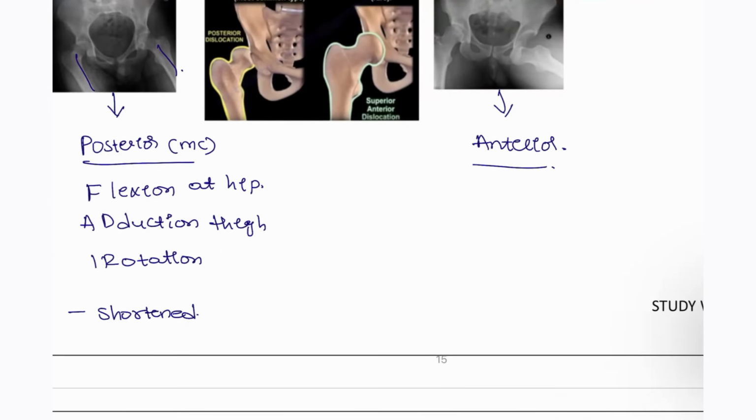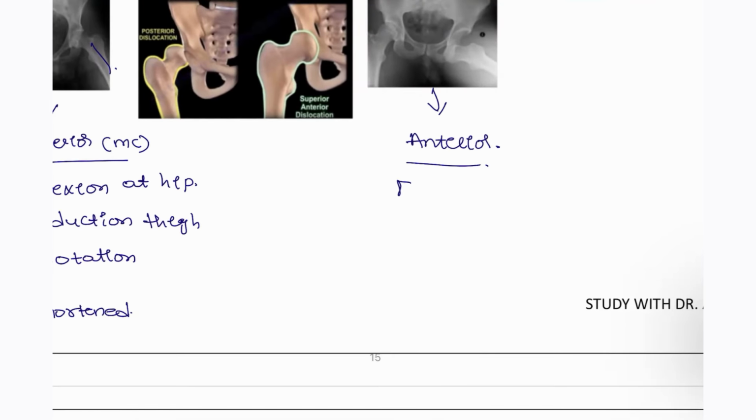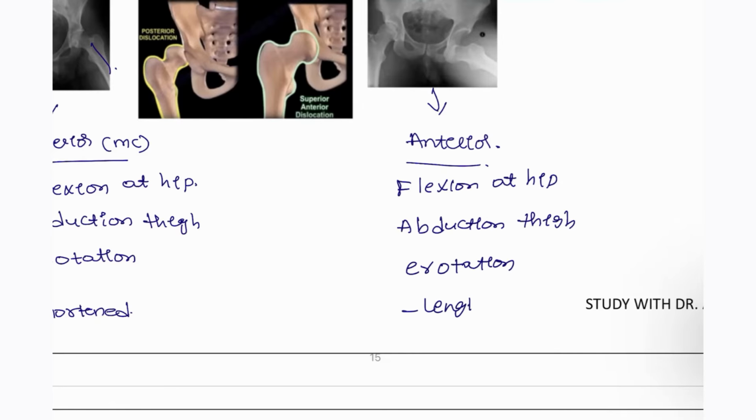And for the anterior, it is FABER. So this is flexion at the hip, abduction at the thigh region, and external rotation. And how about the length? The length will be increased. It is going to be lengthened.